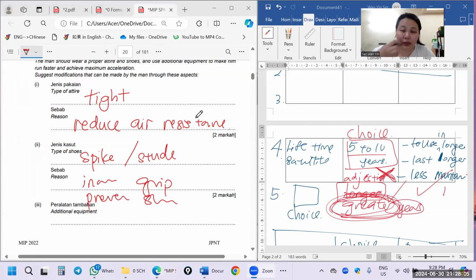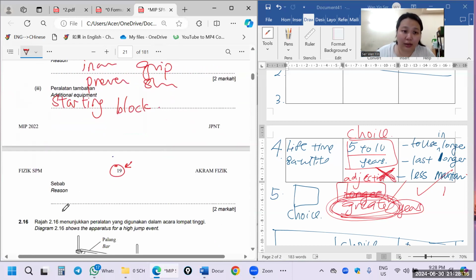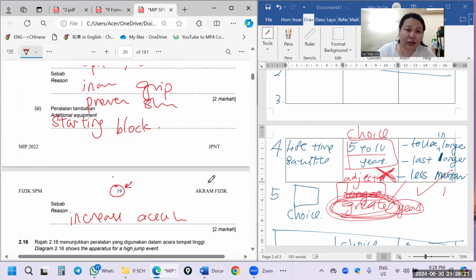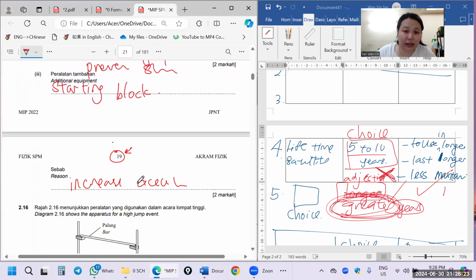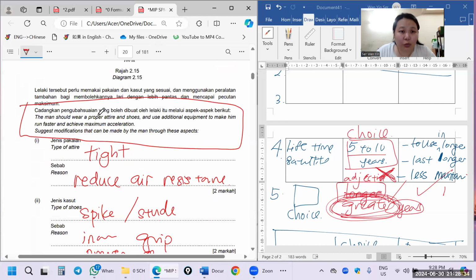Paper 1, 40 objective, yes, correct. Okay, additional equipment, starting block. I will actually always use that starting block. It can increase acceleration. Yeah, I forgot one more thing. Once you write your reason, please check back. Is there anything in your question as criteria? The man should wear proper attire and shoes used additional to run faster and achieve maximum acceleration.